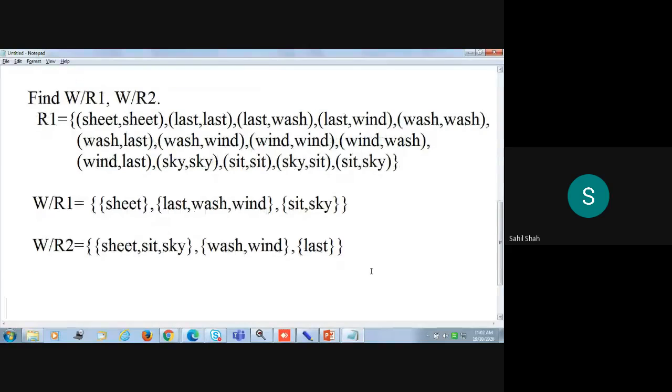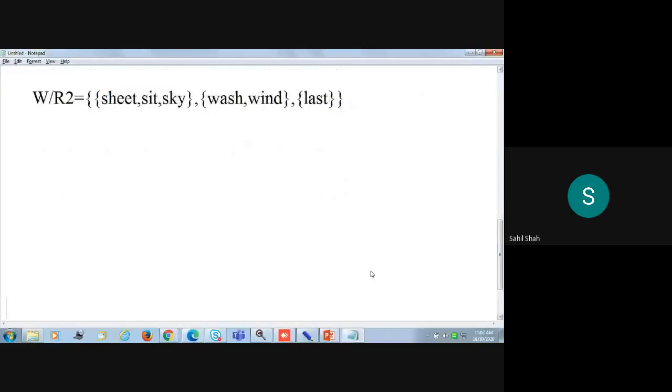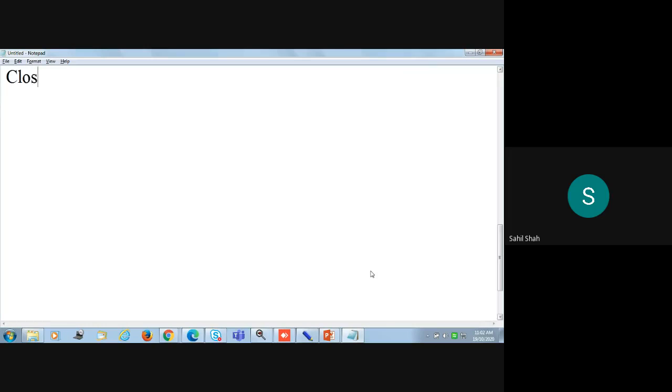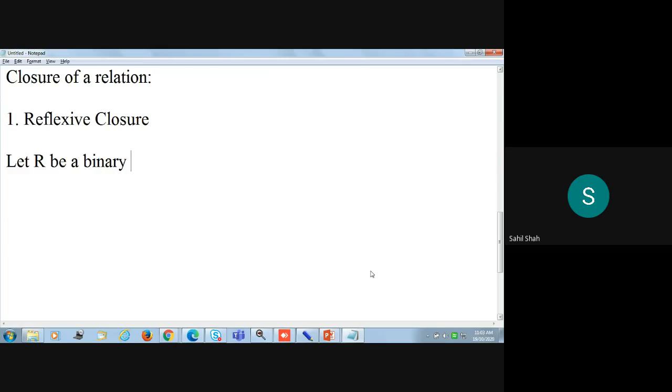So there is a concept known as closure of a relation. The first concept is reflexive closure. Let R be a binary relation. I am not now saying equivalence. Okay, let R be a binary relation on some set A.